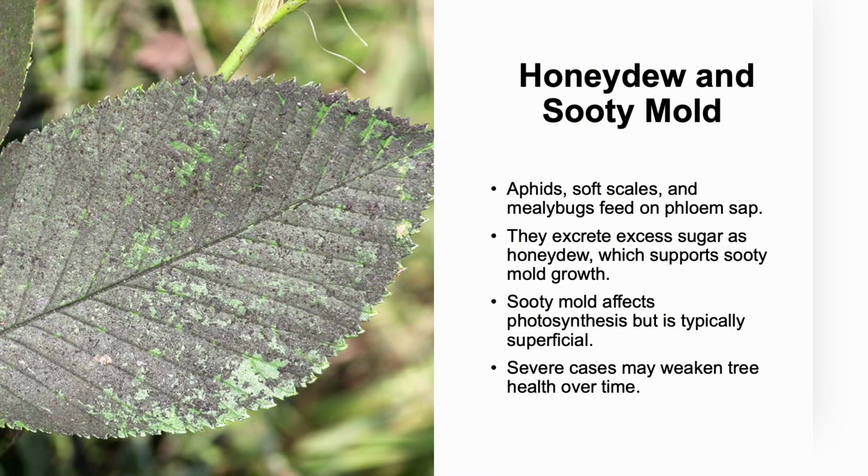Certain insects such as aphids, soft scale, and mealybugs excrete a sugary substance known as honeydew while feeding on phloem sap. This honeydew coats leaves and branches, creating a favorable environment for sooty mold fungi to grow. While sooty mold is primarily an aesthetic issue and does not penetrate plant tissue, it can reduce photosynthesis if it becomes severe. Over time, heavy infestations of honeydew-producing insects may lead to a decline in tree health.